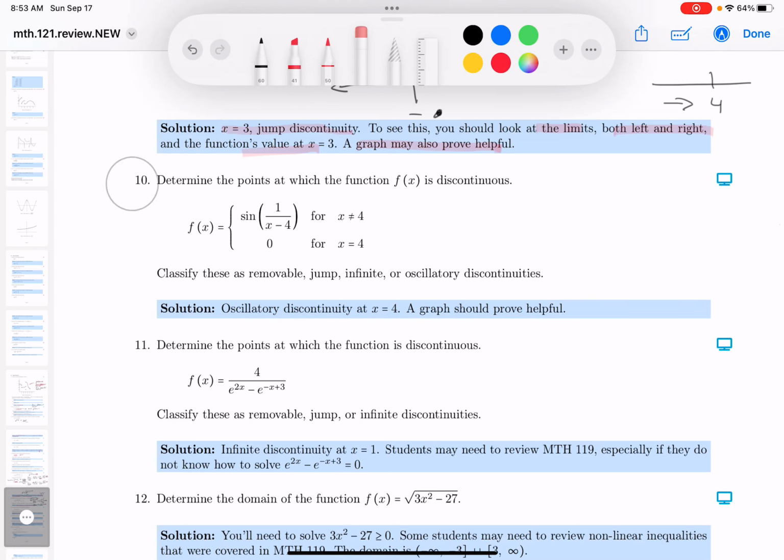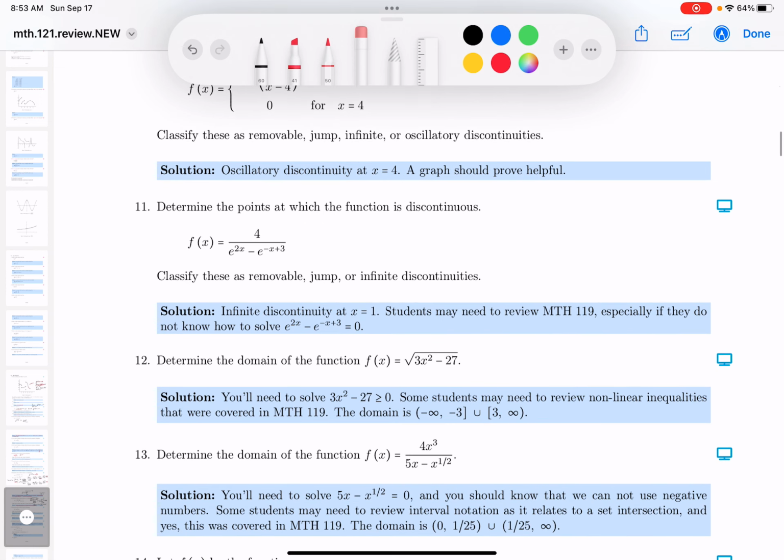Okay, we're on problem number 11 now, kind of moving through the problem set. It says determine the point at which the function is discontinuous, and then classify as removable, jump, or infinite. So the first thing I'll do is that the exponential functions are good everywhere, but I'm wondering, does the bottom ever equal 0? And that will be a problem for me.